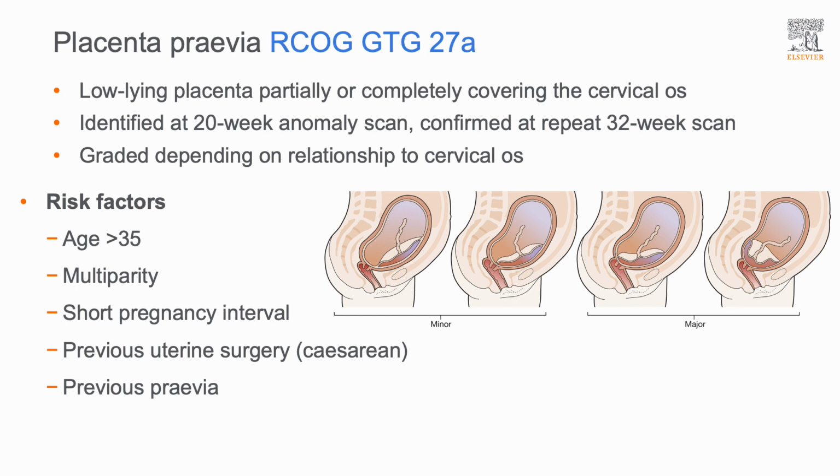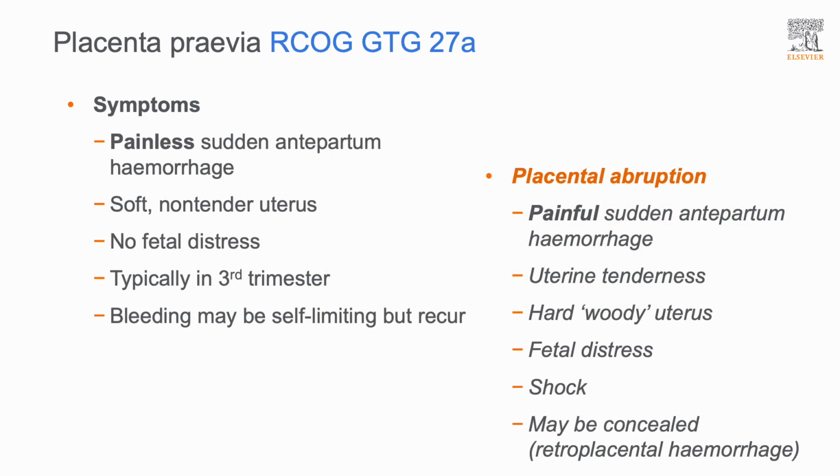Risk factors for placenta previa include age over 35 years, multiparity, a short pregnancy interval, so a short gap between children, any previous uterine surgery, including a caesarean section, or a previous previa in a previous pregnancy. The symptoms of placenta previa include a painless, sudden antepartum hemorrhage, a soft, non-tender uterus, no evidence of fetal distress, as I highlighted with the reassuring CTG trace. These symptoms most commonly manifest in the third trimester and are typically self-limiting but may also recur.